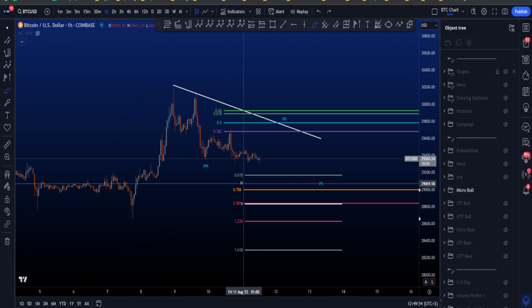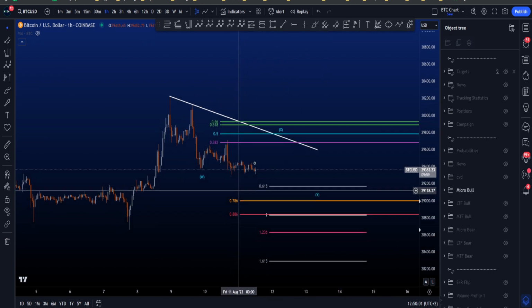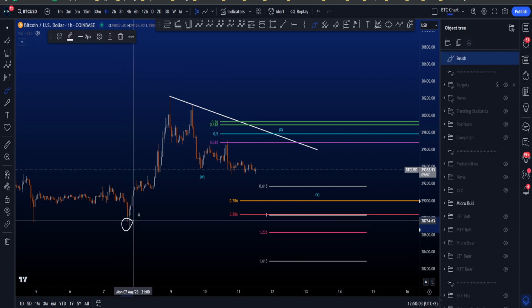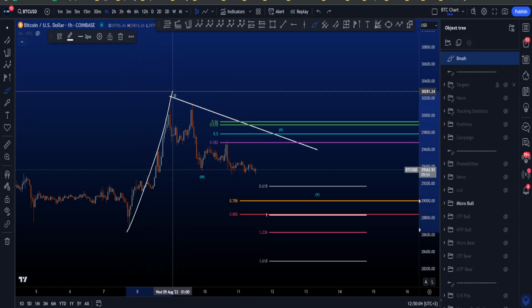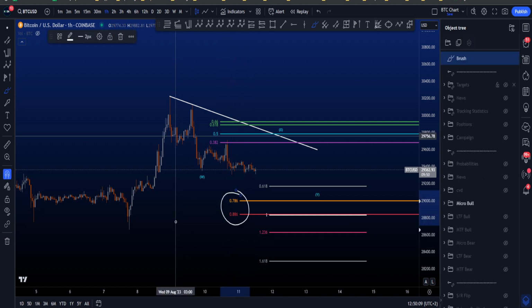And the 886 and the 786 over here, by the way, might look a little bit confusing, so let me drag this to the right side. The 786 and the 886 are pulled from the low to the high, because we're looking for this to be then a 1-2 continuation, right? So these over here are FIB levels for a wave 2.